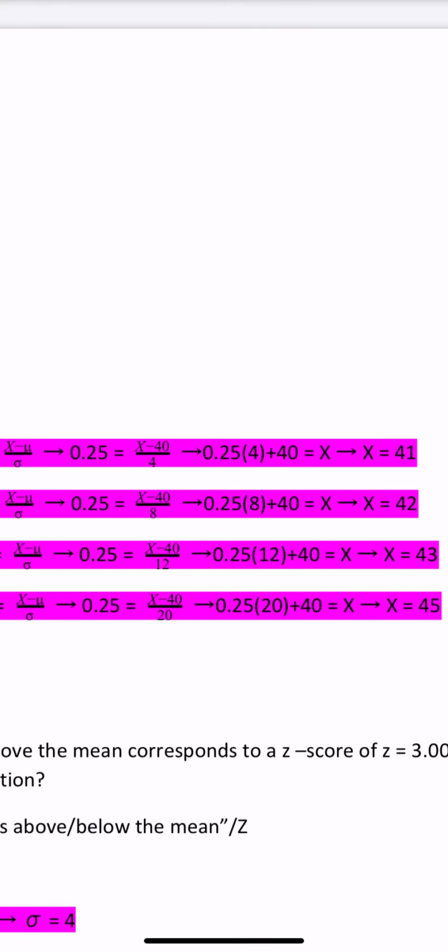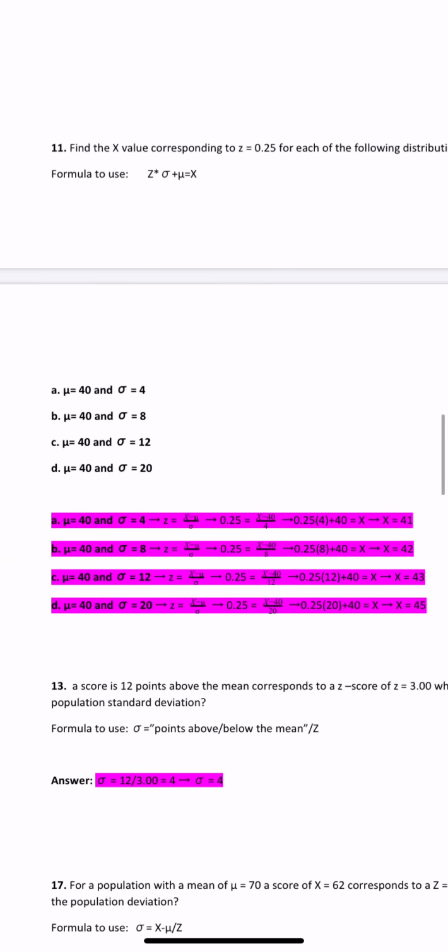0.25 times 4 plus 40 equals 41. 0.25 times 8 plus 40 equals 42. 0.25 times 12 plus 40 equals 43. And 0.25 times 20 plus 40 equals 45.